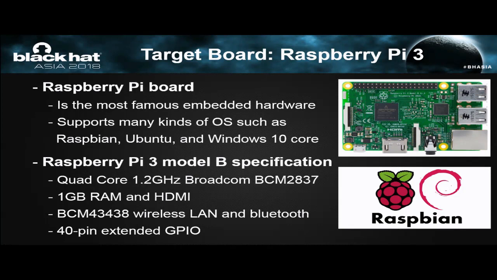Implementation. We make our prototype with Raspberry Pi 3 board. Raspberry Pi board is the most famous embedded hardware and widely used. It supports many kinds of OS such as Raspbian, Ubuntu, and Windows 10 Core. Raspberry Pi 3 has quad-core 1.2 GHz Broadcom processor and 1 GB RAM, etc.